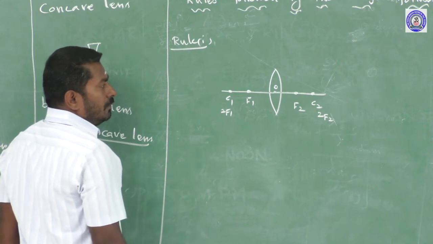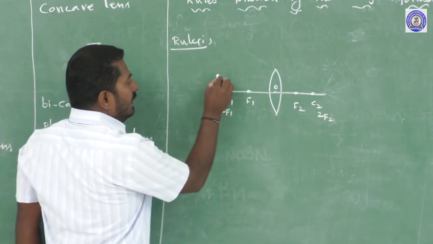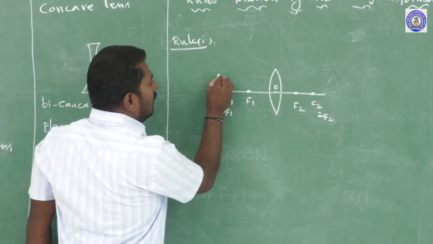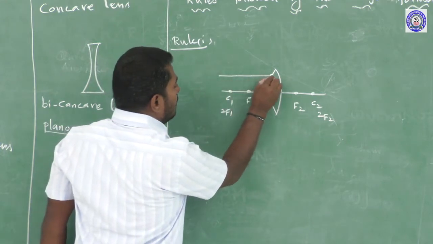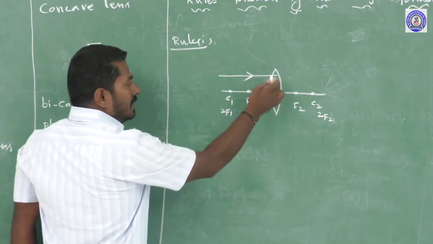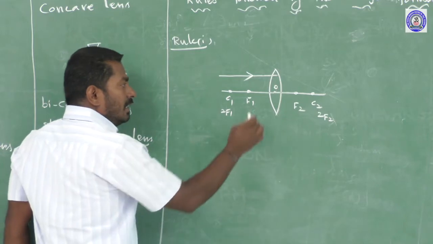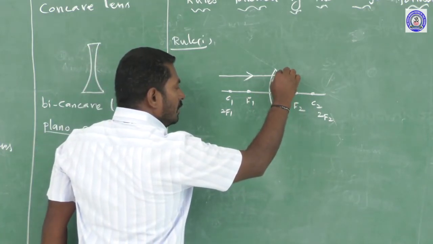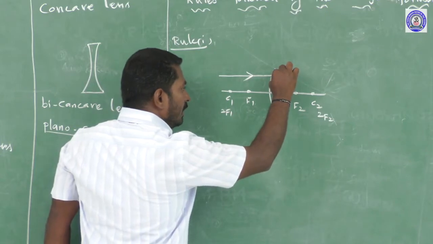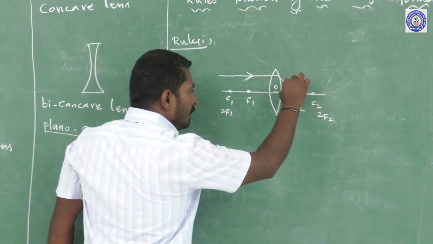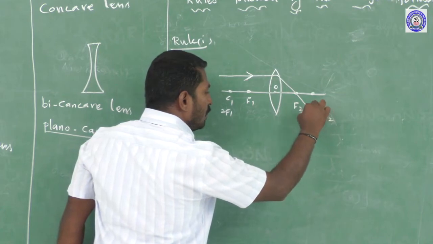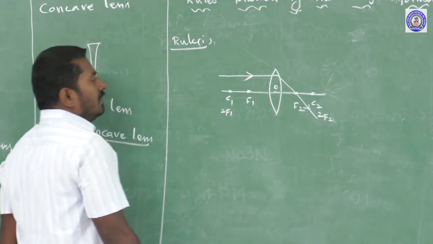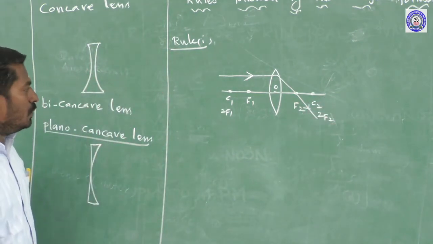In the first rule, when a ray of light coming from the object travels parallel to the principal axis and strikes a convex lens, refraction takes place inside the medium. So after refraction, the refracted ray must pass through the principal focus in the case of a convex lens. This is the first rule.